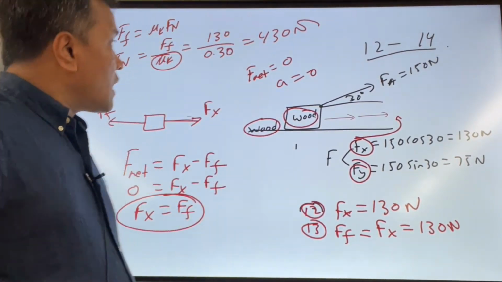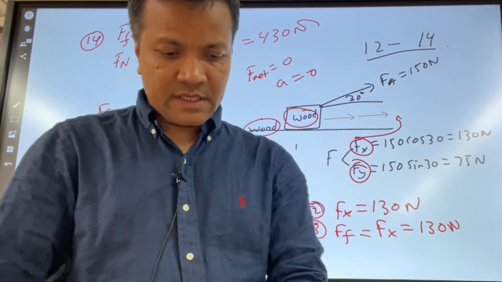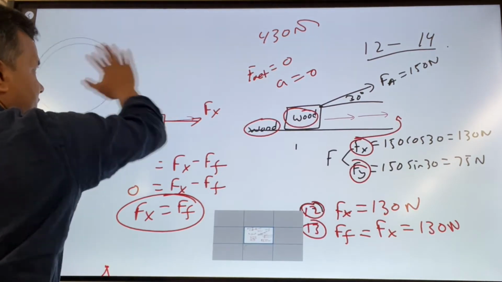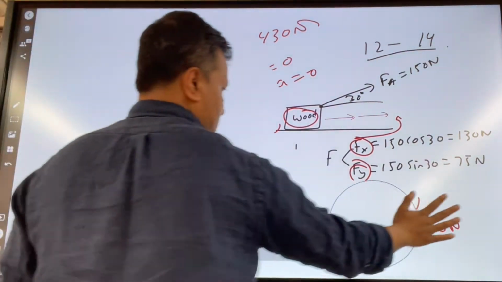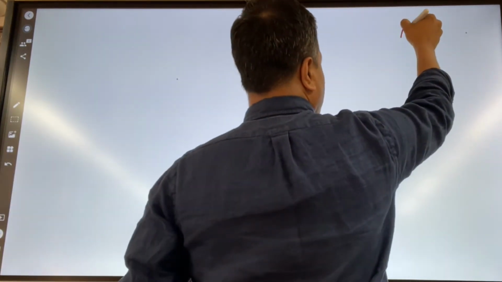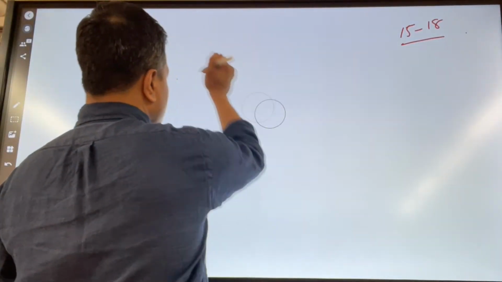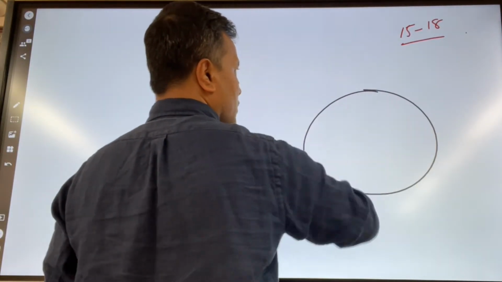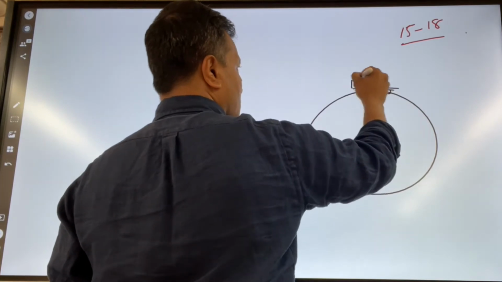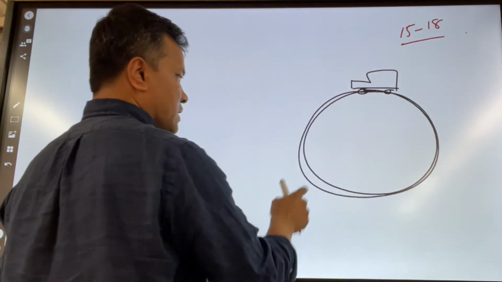All right, that takes us to problems 15, 16, 17, and 18. Problems 15 to 18 are about acceleration, centripetal acceleration. So let's say you are moving in a car on a road that is almost circular like this.